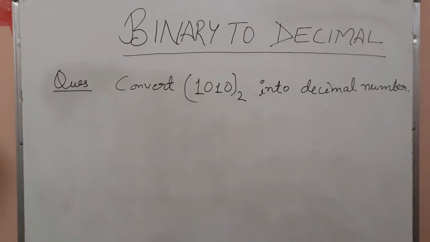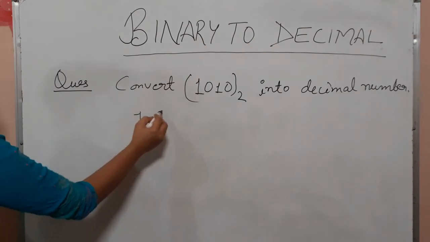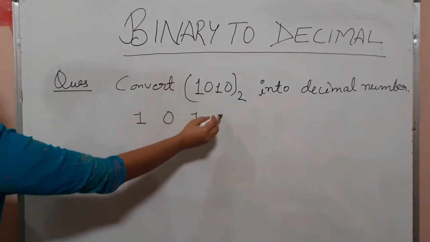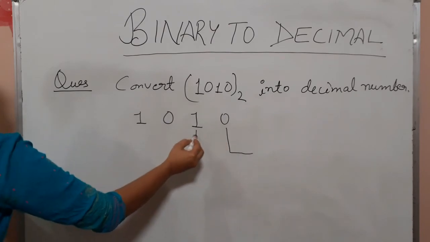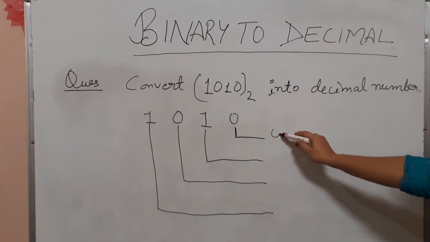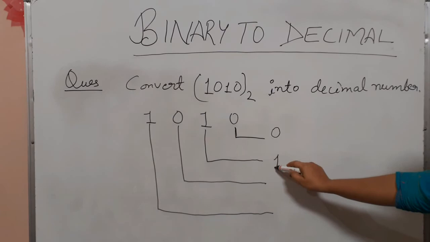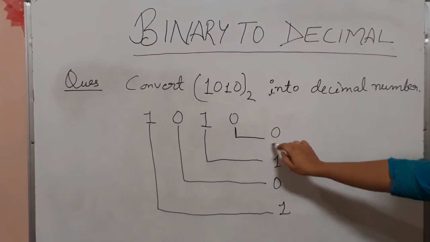Now moving towards conversion of binary to decimal, consider an example. Convert 1010 base 2 into a decimal number. Now we will write the digits leaving some space between them: 1010. Now we will make a structure like this. After making this structure, we will write the digits here like 0, 1, 0, 1. I am writing the same digits over here.